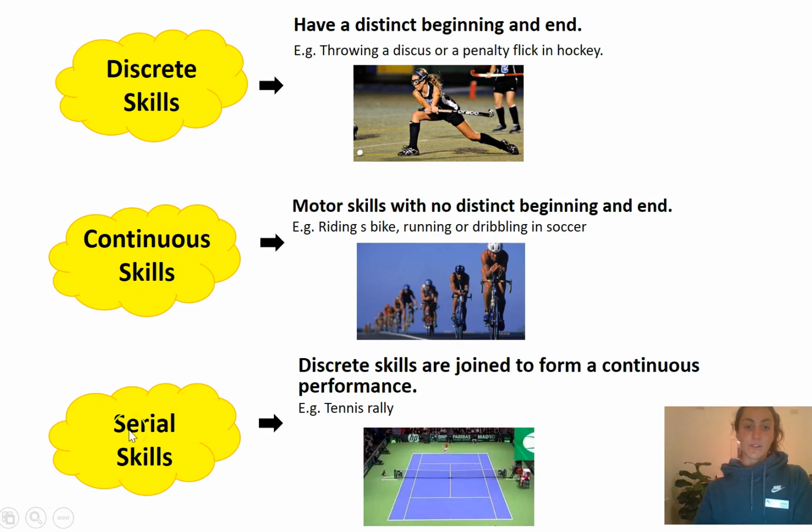And then finally, serial. This is where there's a series of discrete skills joined together to perform a continuous performance. For example, a tennis rally is a really good one. It's got the discrete skill of a tennis serve, forehands and backhands, but when all combined, it performs a series of serial skills. Another example is a gymnastics routine. Whilst in the gymnastics floor routine there might be a handstand, a forward roll, a pirouette, those are all, performed alone, discrete skills, but when we perform them together in a routine, it's a serial skill.